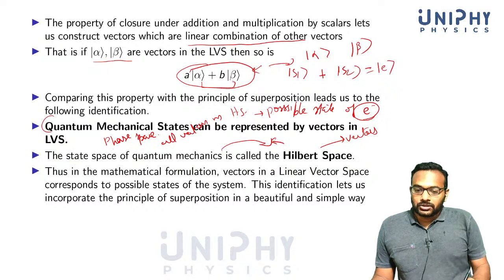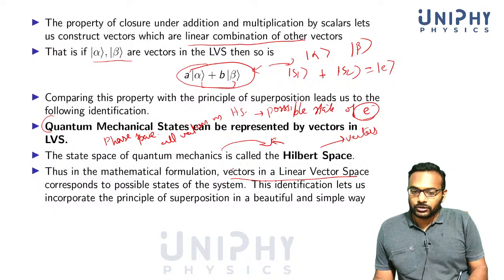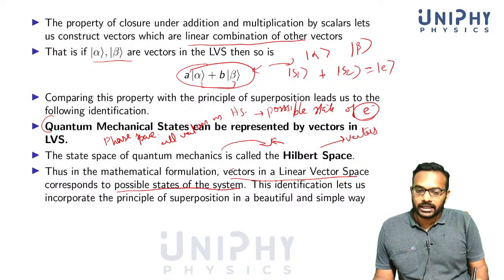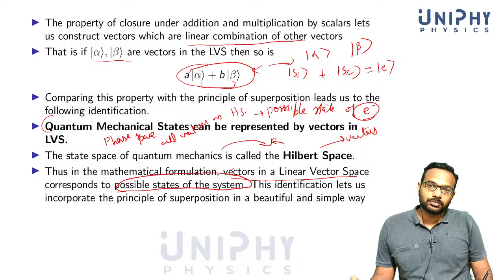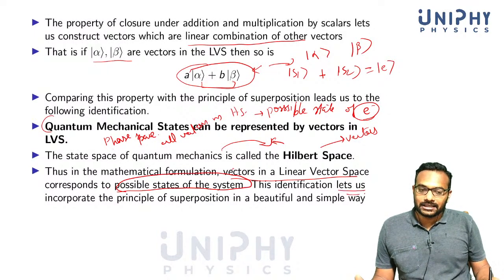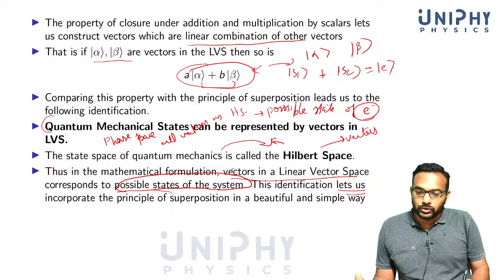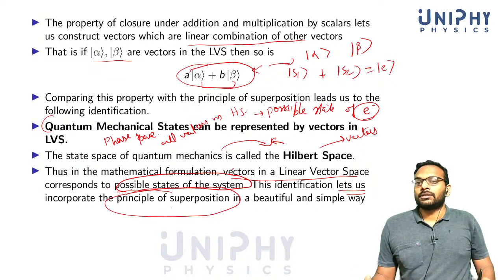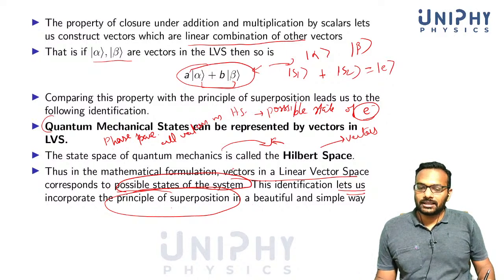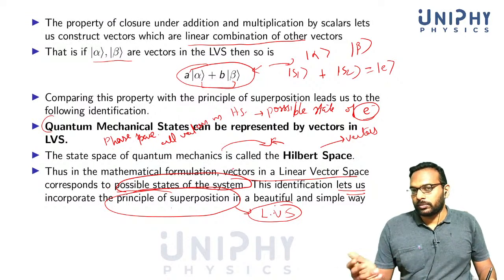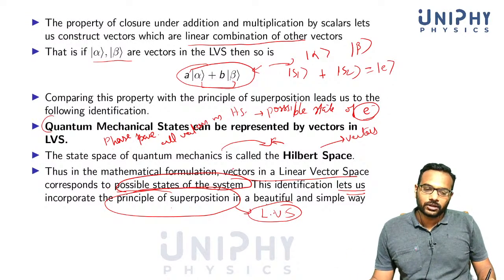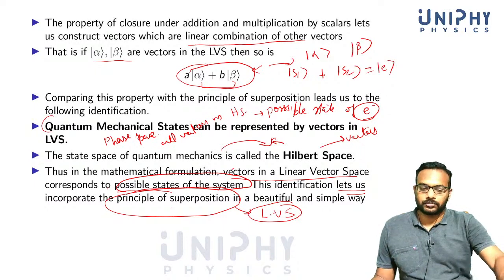All right. So to conclude, in mathematical formulation, vectors in linear vector space correspond to possible states of the quantum mechanical system. The possible states of the quantum mechanical system correspond to vectors in Hilbert space. This identification lets us incorporate the principle of superposition in a beautiful way. The first thing that we wanted to include in our mathematical theory is the principle of superposition, and we have achieved it by choosing linear vector space. We have achieved the representation of the superposition principle by choosing the mathematical framework of linear vector space.